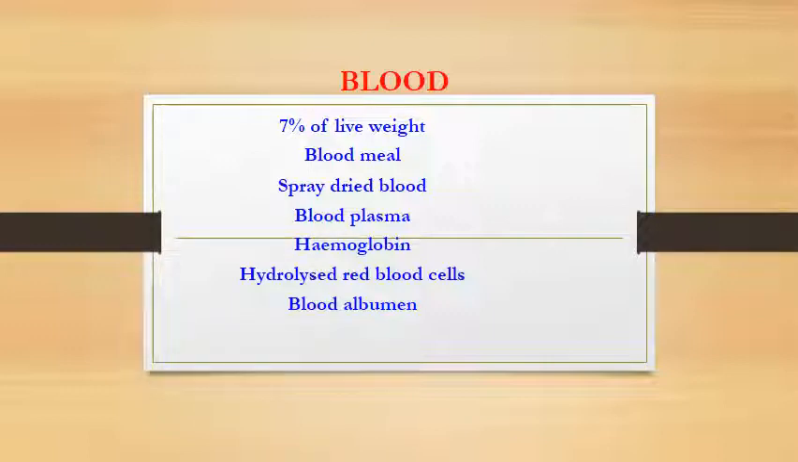Sometimes hydrolyzed red blood cells, from which we can make the globin protein, or sometimes we can separate the blood albumin for different use, even for the food industry. So we will discuss a little more in the next part.